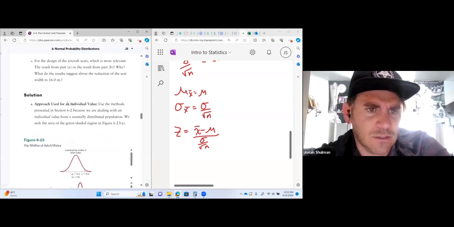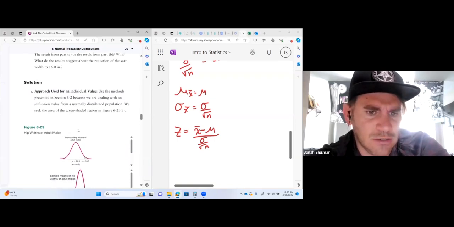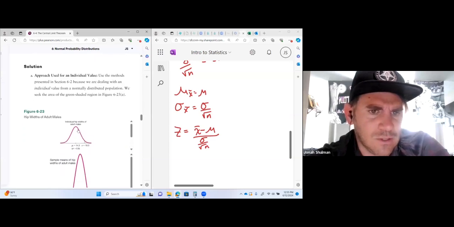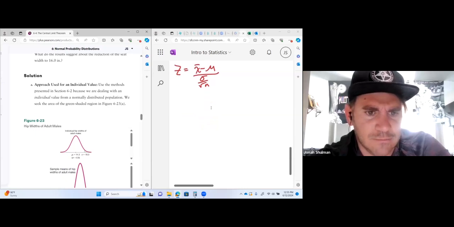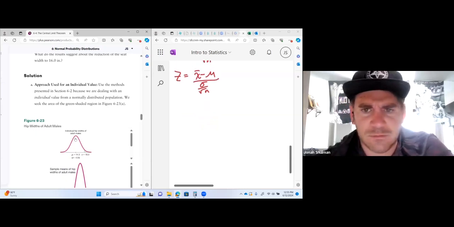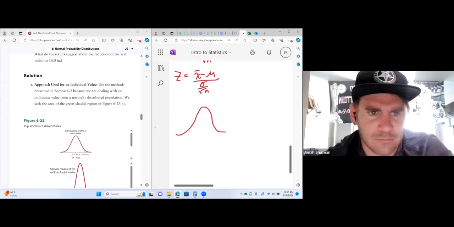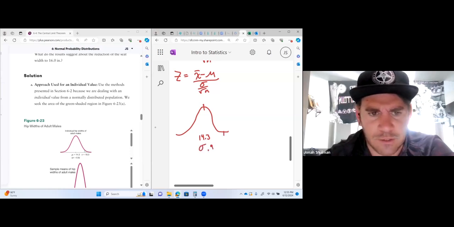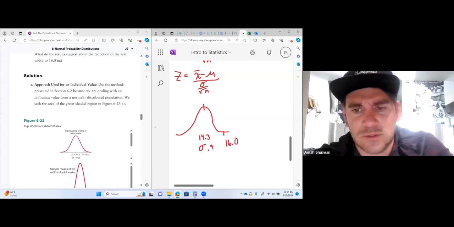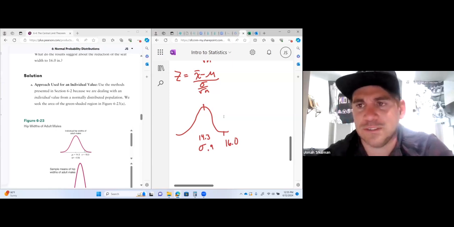So for the individual value, use methods presented, we are dealing with an individual value from a normally distributed population. We see the area that's shaded, which is fine. So let's start with just the one guy, right? So remember this from before. Our mean is 14.3. We have a standard deviation of 0.9, but we want to know if the year is 16.0. So we have to figure out what percentage is above this.